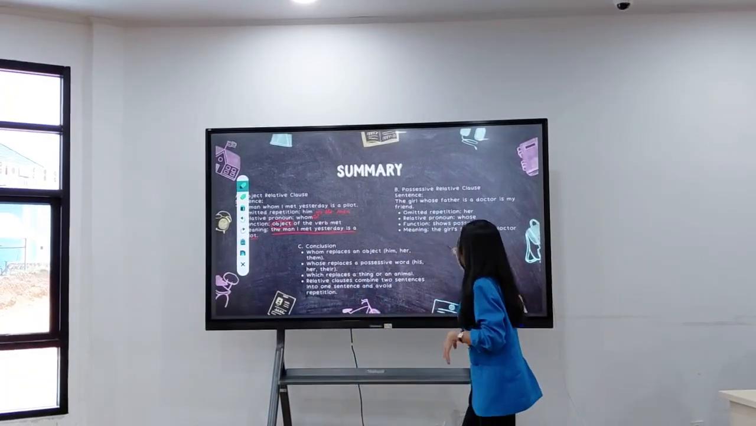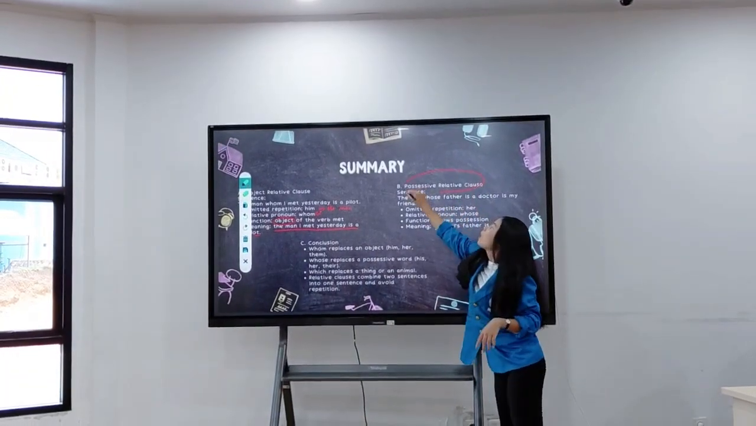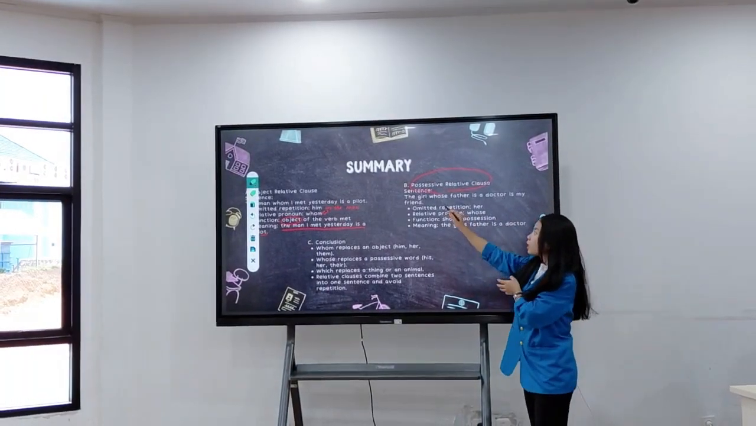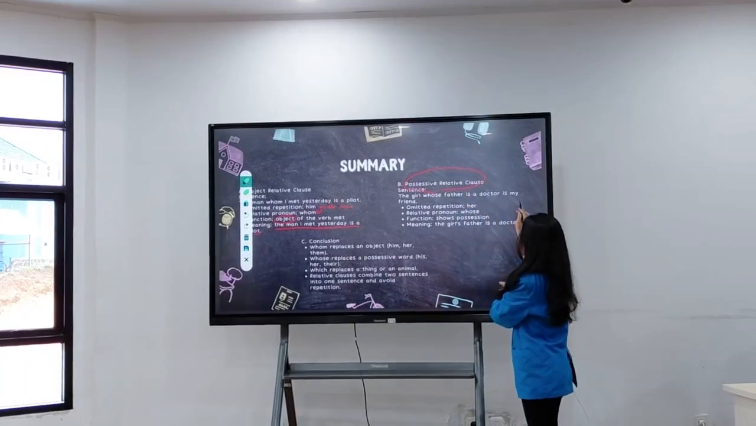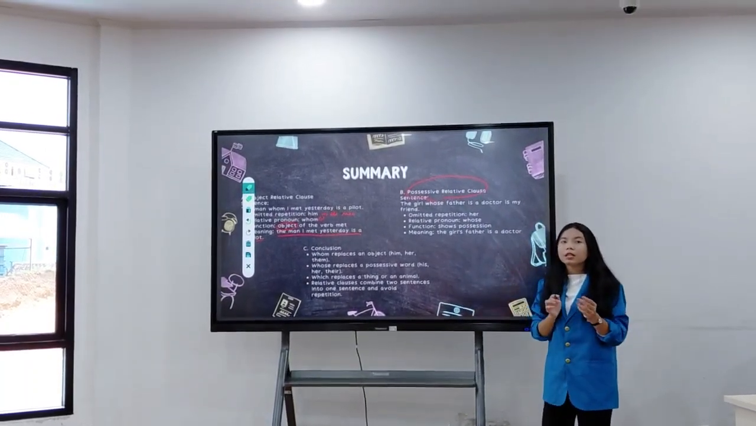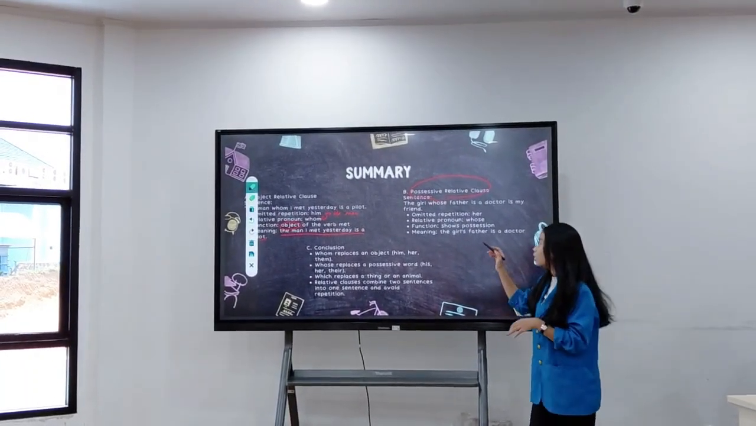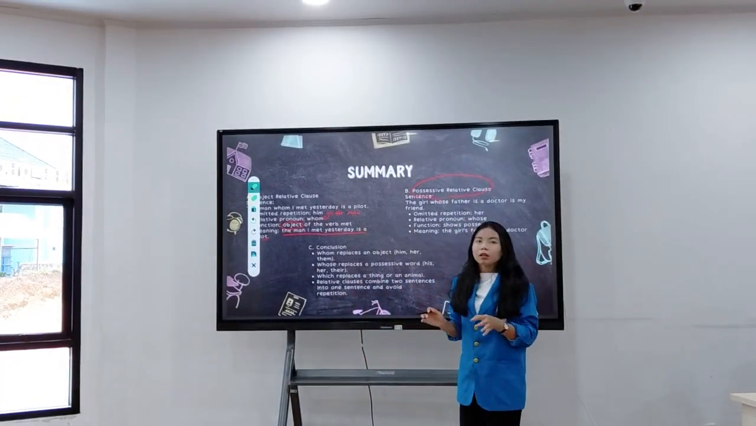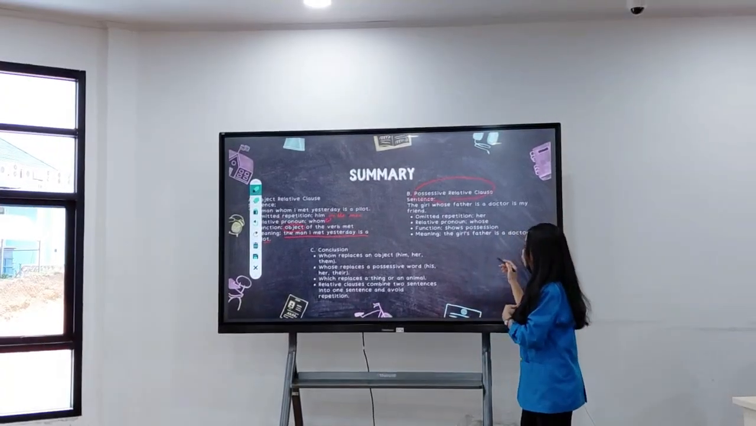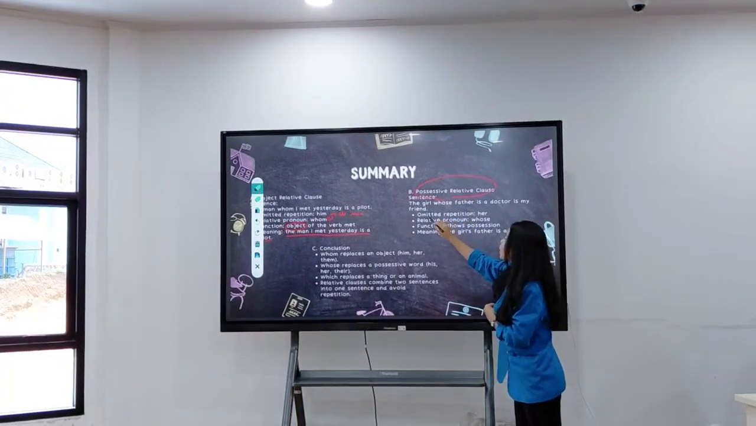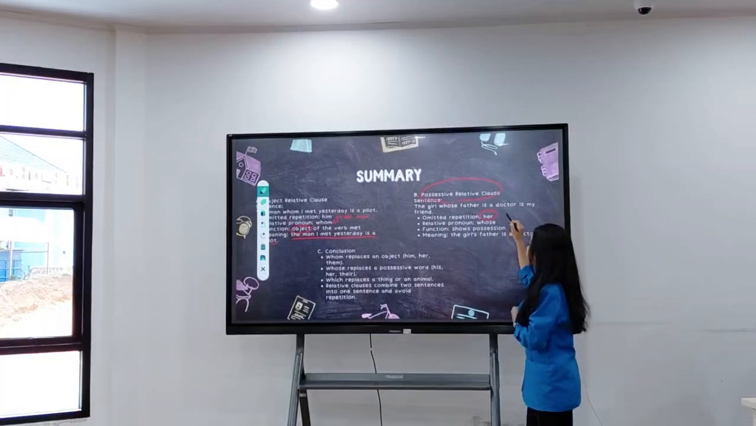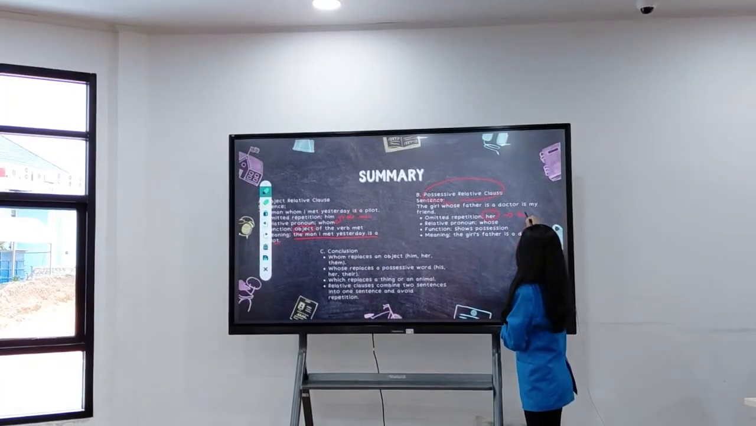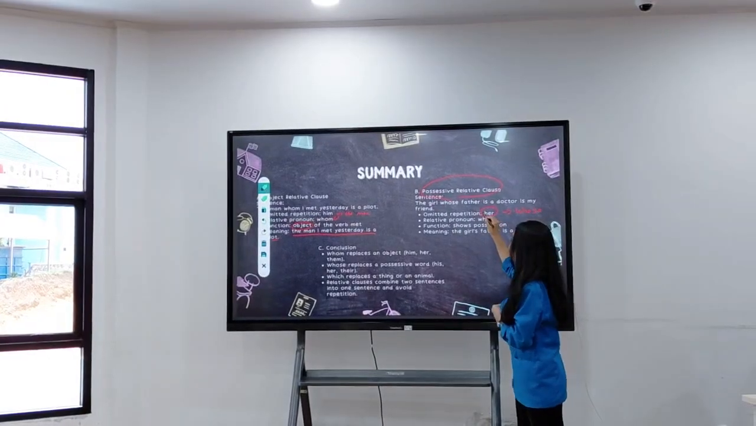Next, I explain the possessive relative clause. The sentence is the girl whose father is a doctor is my friend. In the sentence, the word her is omitted to avoid repetition and replaced by whose. Her is for the girl.